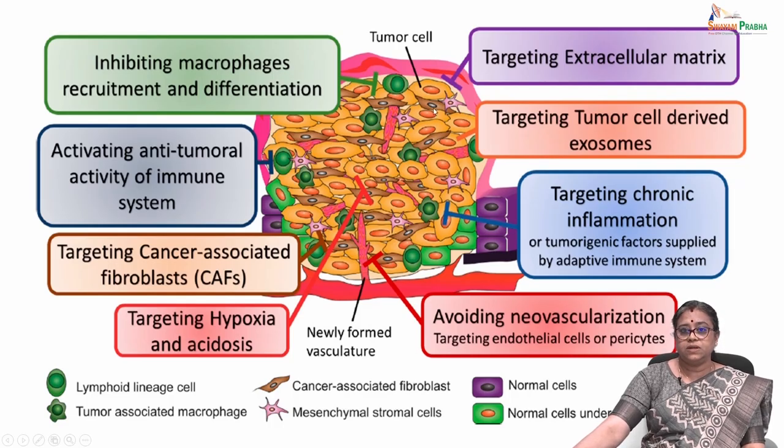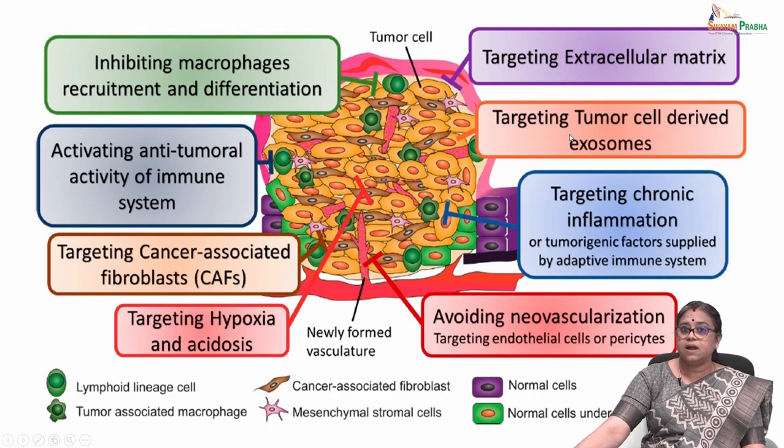So with all the different components there, you have the lymphoid lineage cells, the tumor-associated macrophages, the cancer-associated fibroblasts, the mesenchymal stromal cells, the normal cells and the tumor cells; everything is present in the TME. Now, what are all the different ways in which this can be targeted? One could target the extracellular matrix.